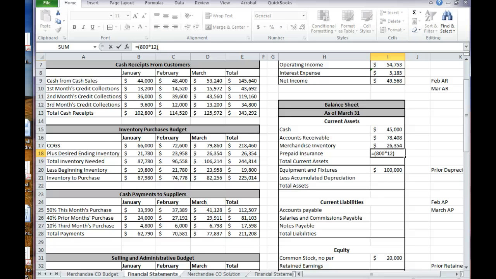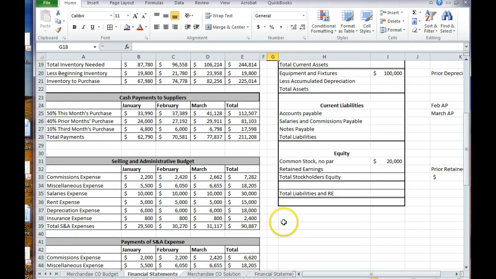So that's how much we paid, minus $800 a month times 3 months. $7,200. Let me go back down and show you how I got that, right?